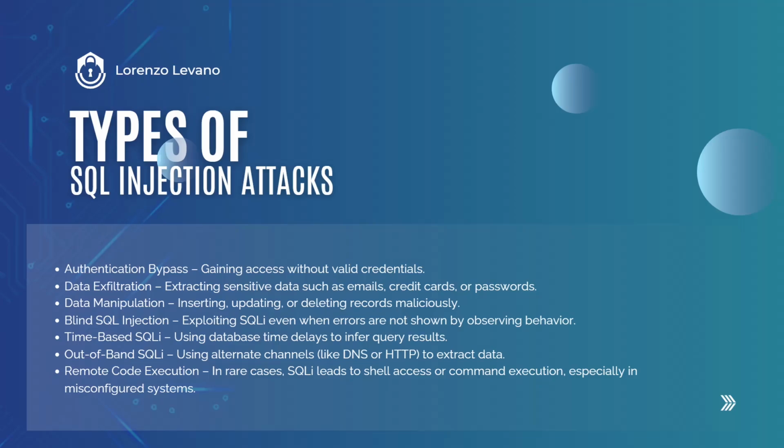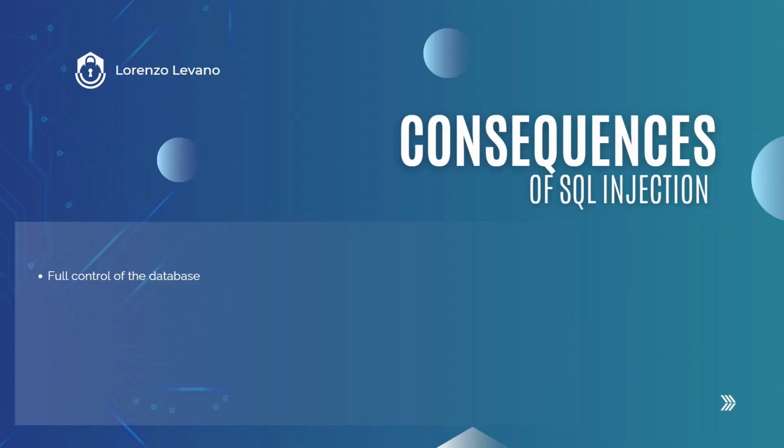And then we can have out-of-band SQL injections that use alternate channels, like for example DNS or HTTP, to extract some data. And finally we have the remote code execution. This is not very common, but SQL injections can lead to shell access or command execution, especially in systems which are not properly configured.